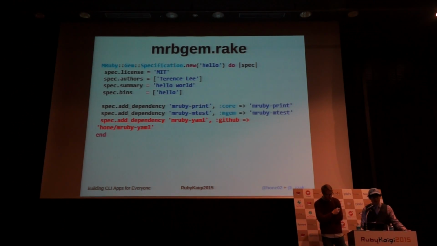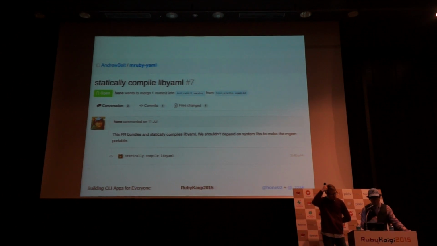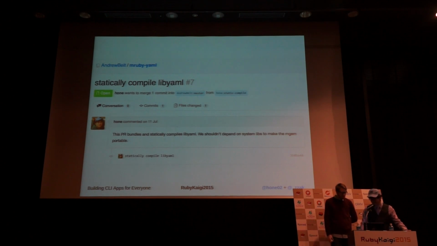And then finally, you can also either fork projects or do other things, but you can use GitHub directly or a Git link, and then pull libraries in that way, even if it's not published on mgem. So for example, we forked the mruby YAML project at the time while we were waiting for a pull request to get merged. We wanted to be able to statically compile libyaml into our project and still build it locally.